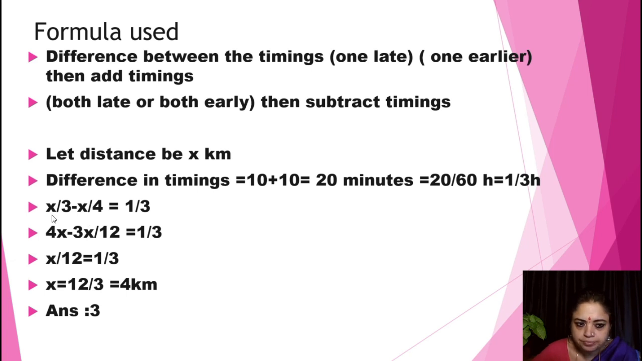Now using the difference in the speed distance. So x is the distance, x by 3 minus x by 4 will be equal to 1 by 3, the difference in timings, similar to the difference in the speeds. And from this, using LCM, you can calculate 4x minus 3x by 12 is equal to 1 by 3, and from that you can calculate x as equal to 4 kilometers. So distance travelled can be found out.